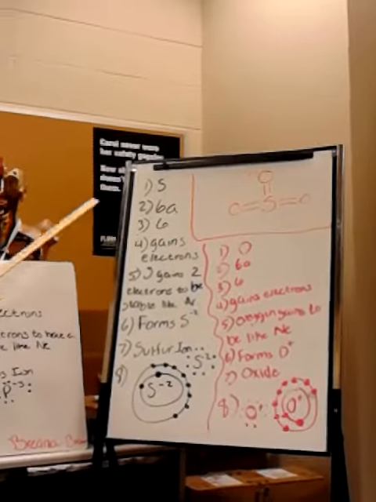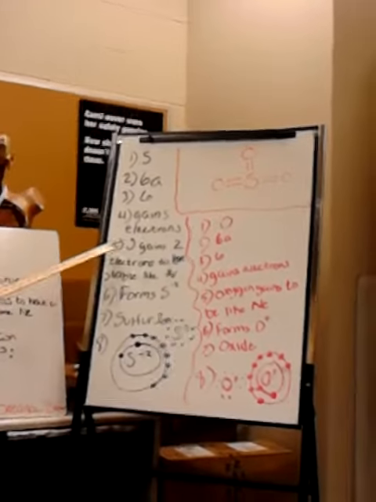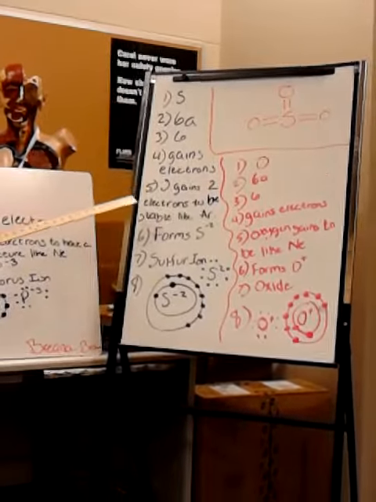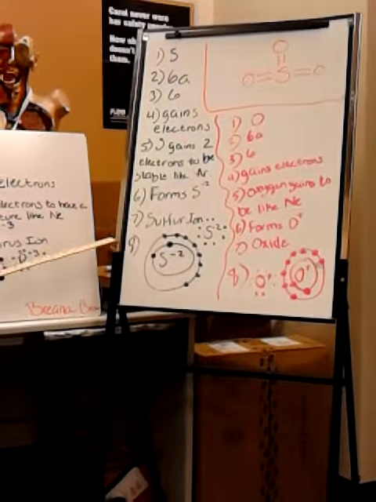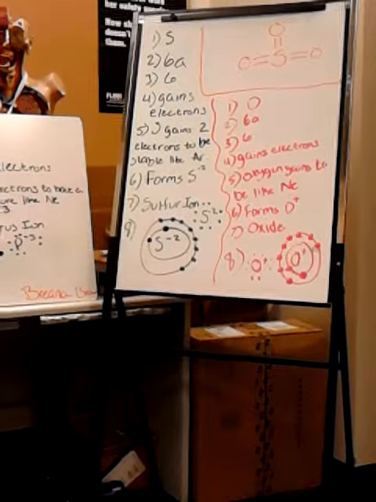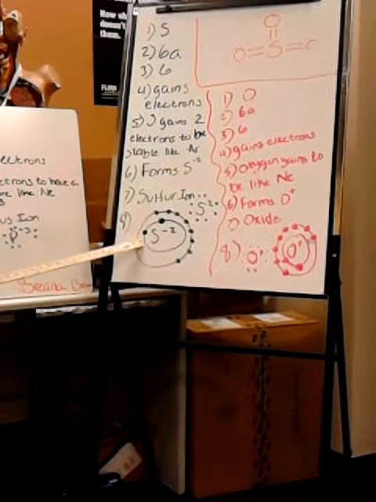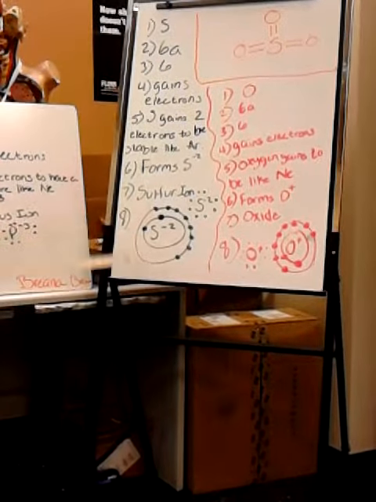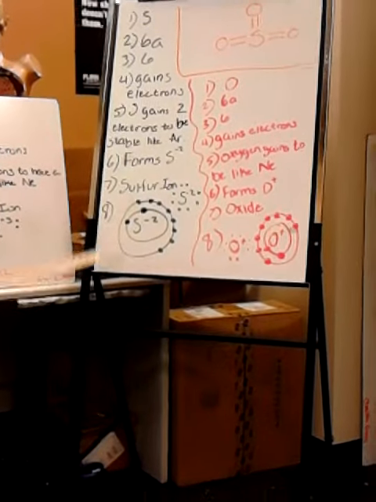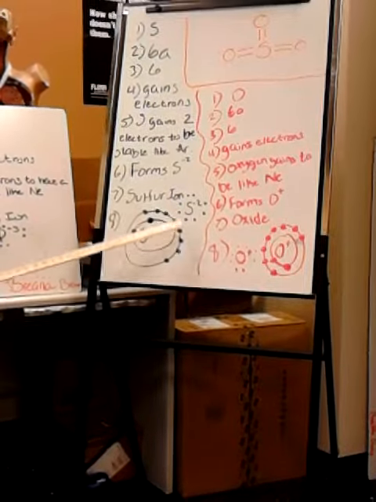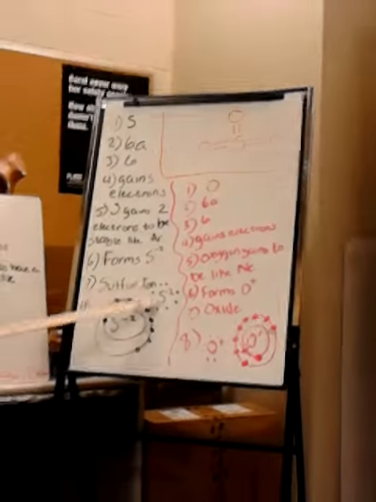And then our next elements are sulfur and oxygen. Sulfur is in group 6A and has 6 valence electrons, and it wants to gain electrons. So sulfur gains 2 electrons to be stable like argon, and that forms S negative 2, sulfur ion. So it has 2 dots in the first orbital and 8 valence electrons in the second orbital in the Bohr model. And then it has 8 valence electrons on the Lewis dot structure.